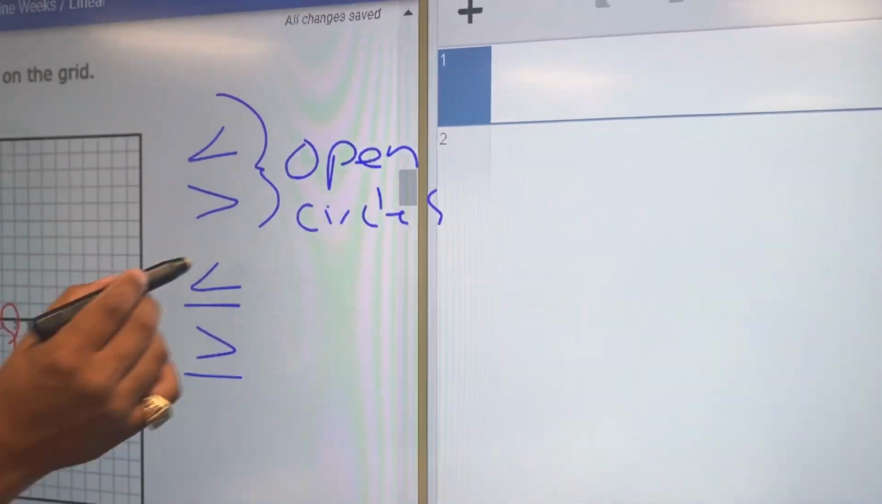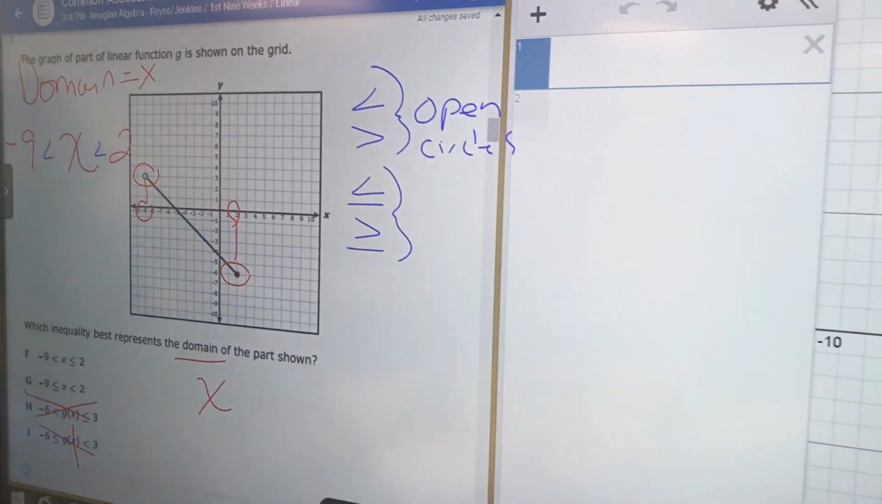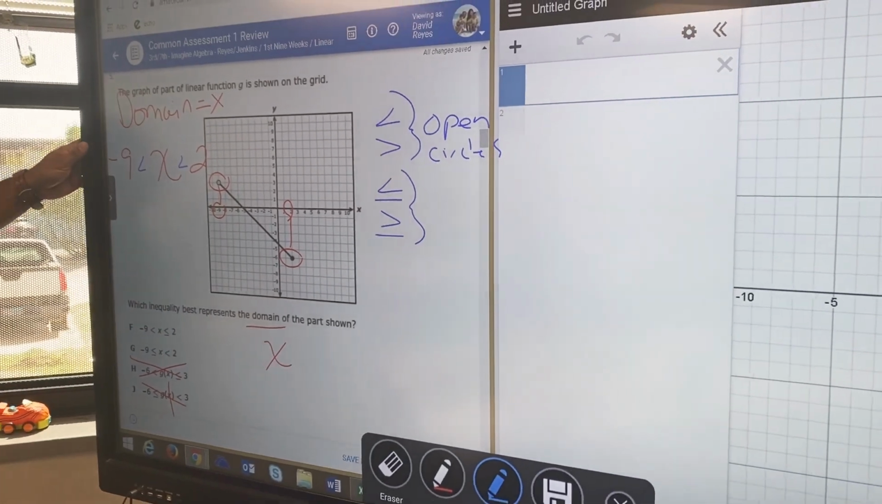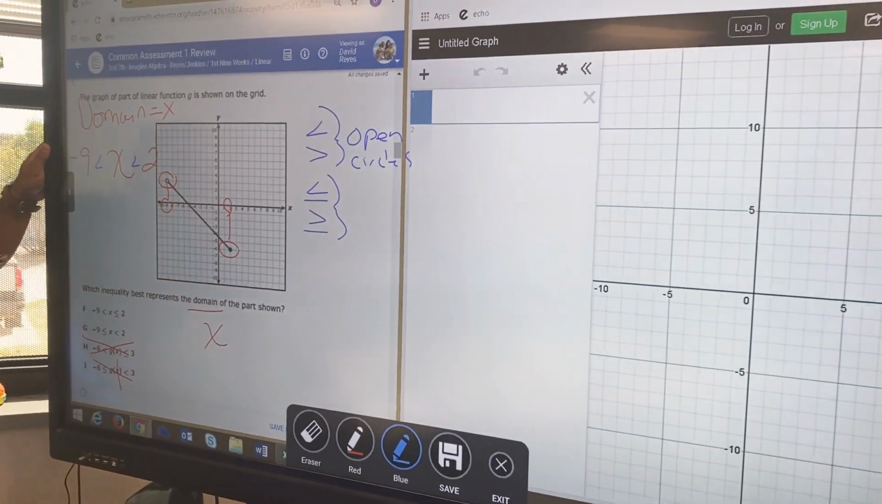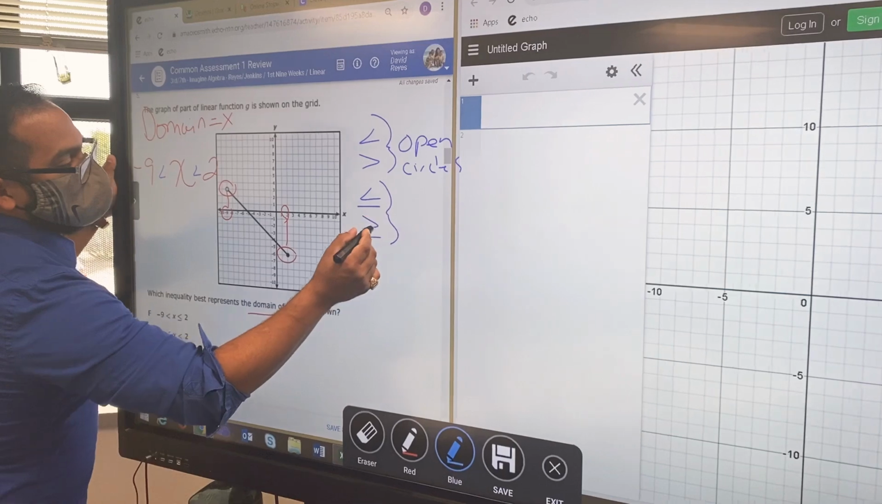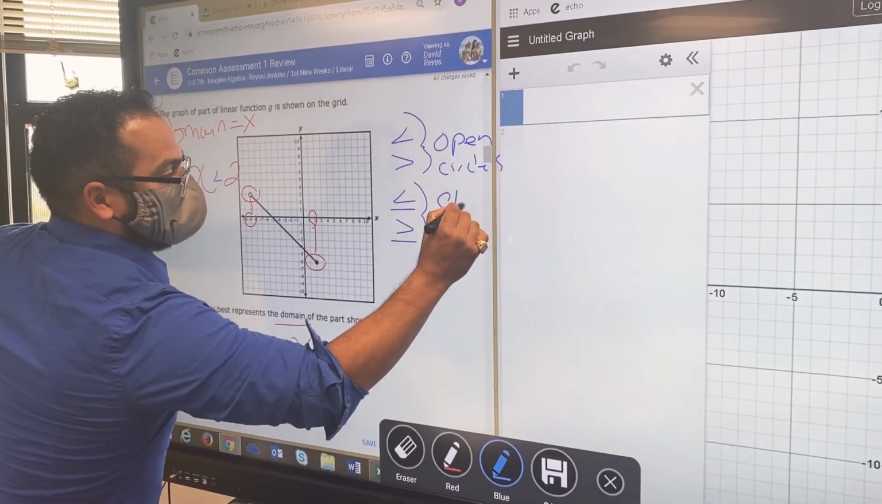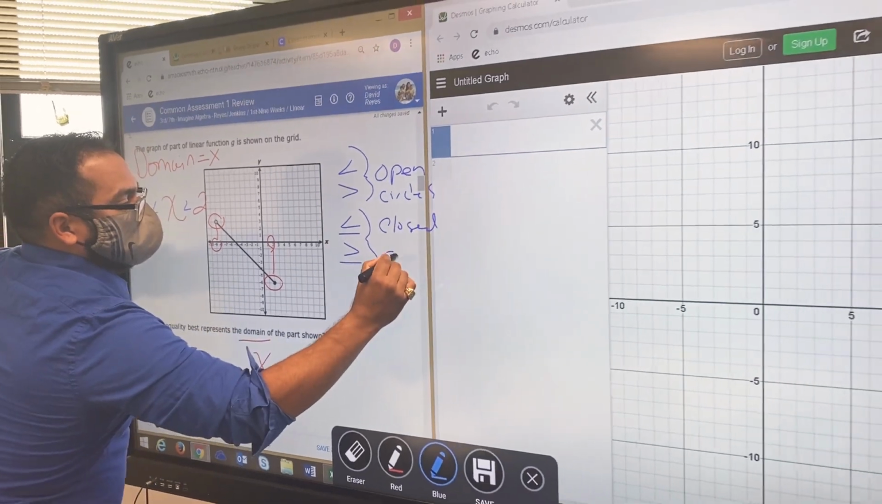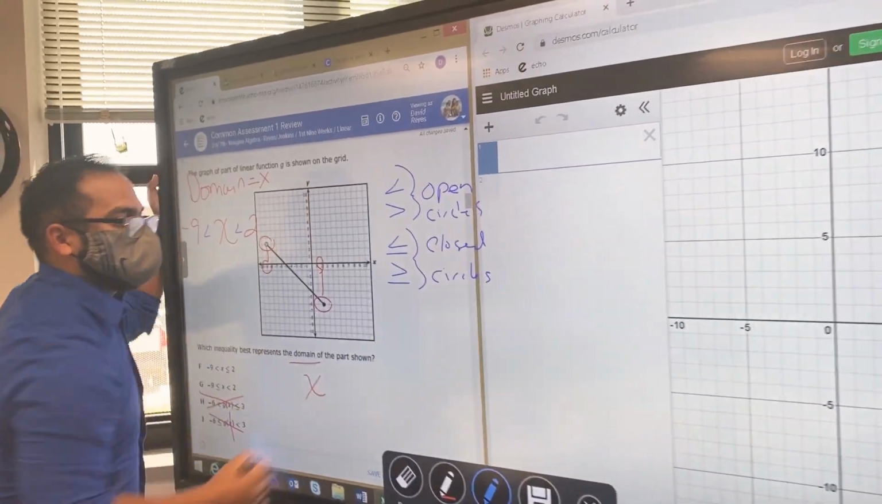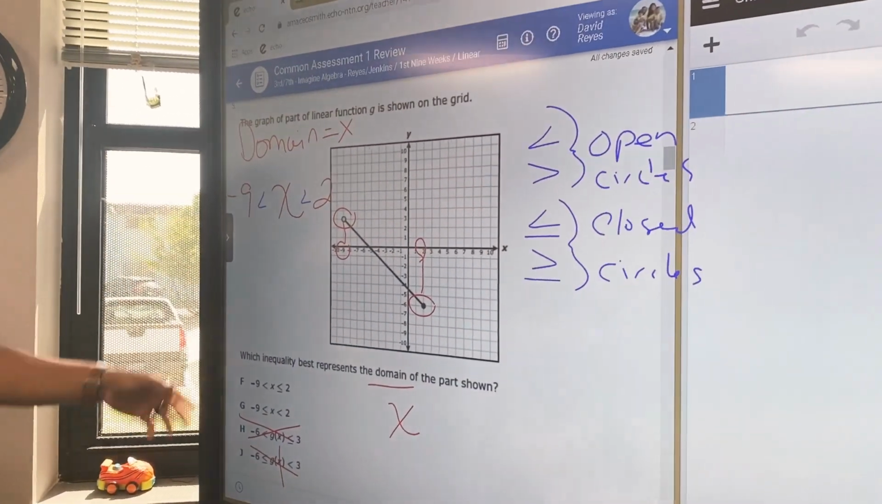If there is a bar underneath it, the equal to sign, remember it's half inequality, half equal to. Is this open or closed circle? Well, if the bar is underneath, closed. Okay, closed. This is my last step when writing inequalities for my range and domain.